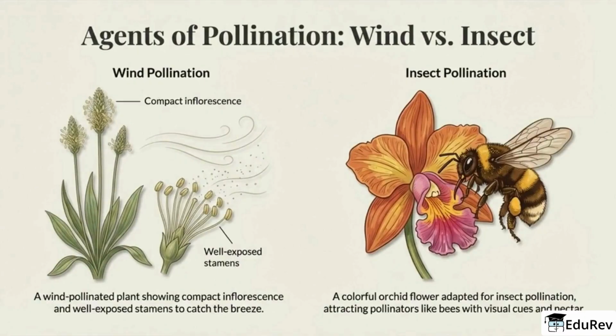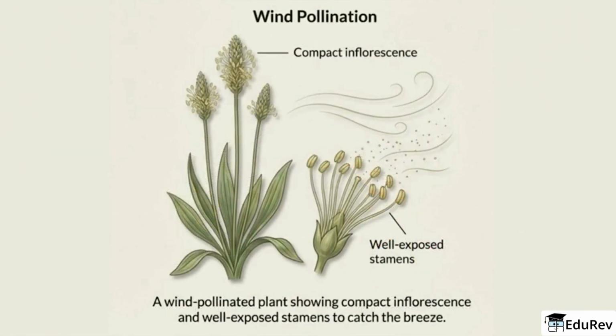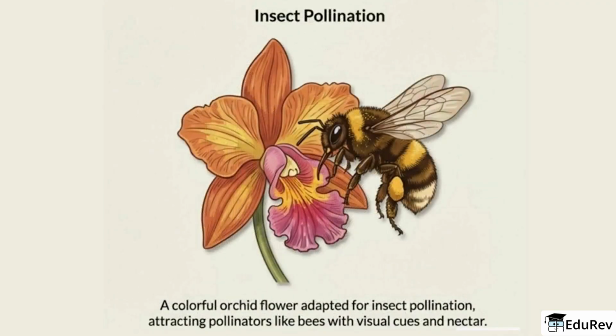Pollination can be driven by abiotic agents like wind or by biotic agents such as insects, and each route brings characteristic adaptations. Wind-pollinated plants expose their stamens and stigmas and produce abundant lightweight pollen, while insect-pollinated flowers are often colorful, scented, and nectar-rich to attract bees, butterflies, or other pollinators.